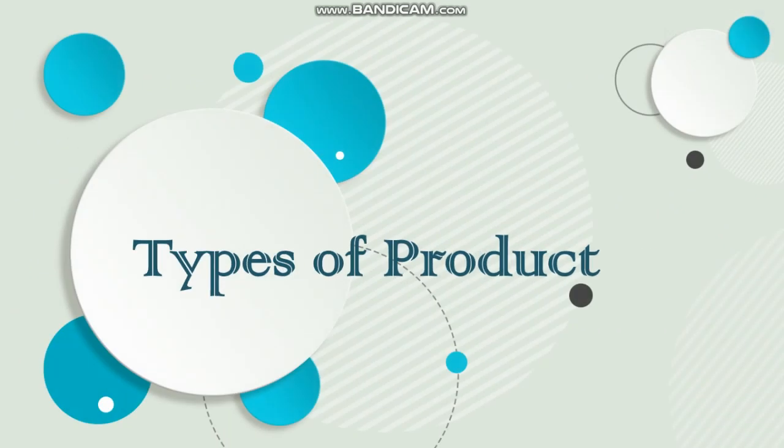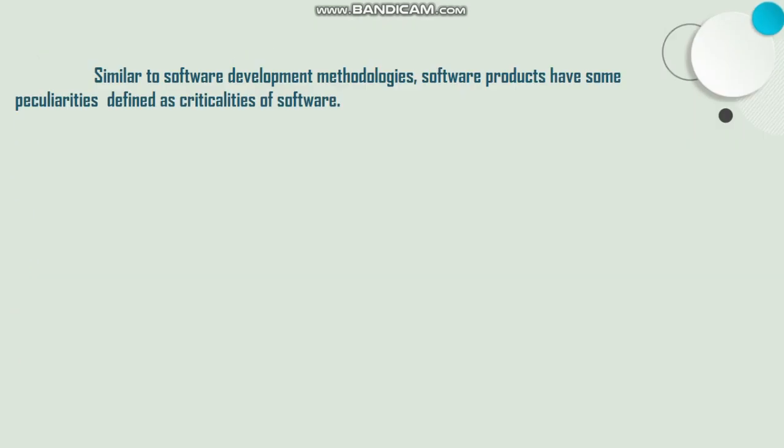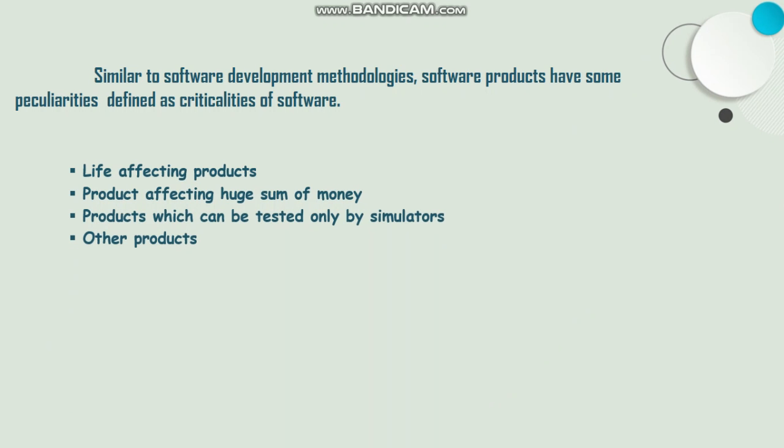Types of product. Similar to software development methodologies, there are also types of products. The life-affecting products, or products affecting a huge sum of money, or products which can be tested only by simulators, or other products.